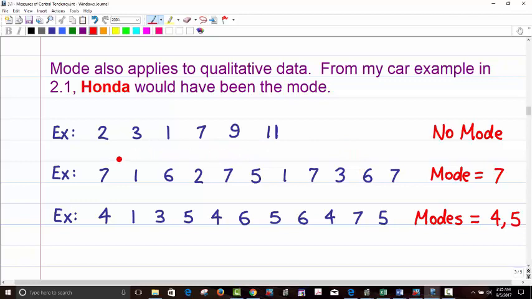But then 7, there's 1, 2, 3, 4. 4 7s. So it wins the mode competition because there's more 7s than anything else. So keep in mind that the answer here is not how many of them there are, it's the actual value. So whether that was 4 words or 4 numbers, it occurred the most times, so whatever that is, is the mode. It could have been a word, and the word would have been the mode.